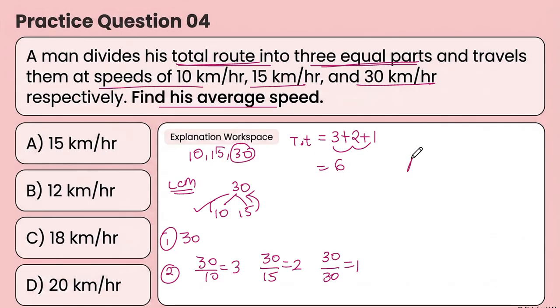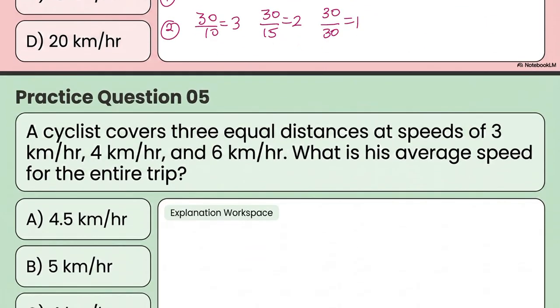Now we will apply our average speed formula, that is 3 multiplied by LCM. LCM here is 30, upon total time, which is 6. So 6 5s are 30, and 3 5s are 15. So the correct answer for this one is 15 km per hour, option A. Next question.